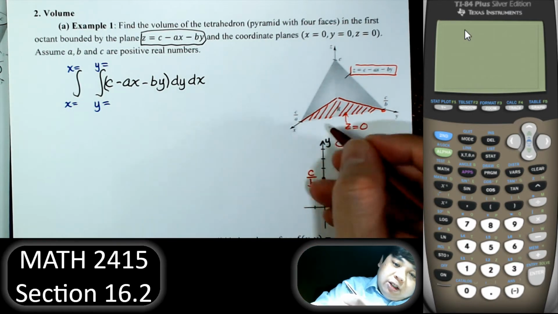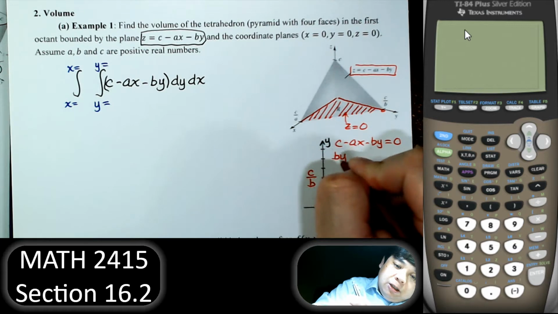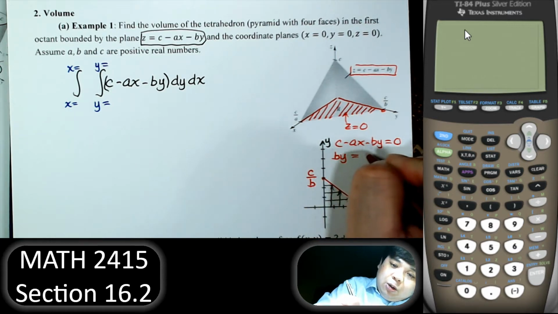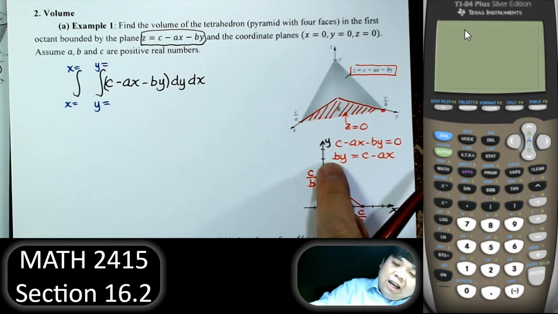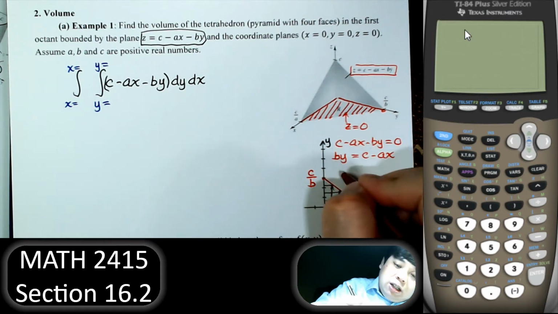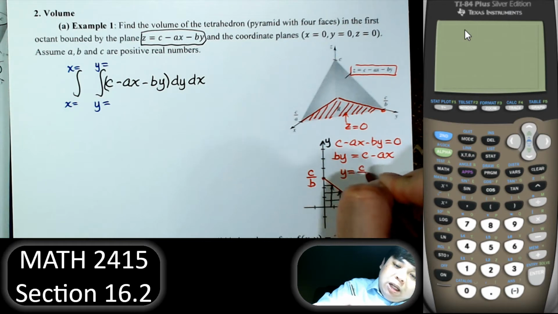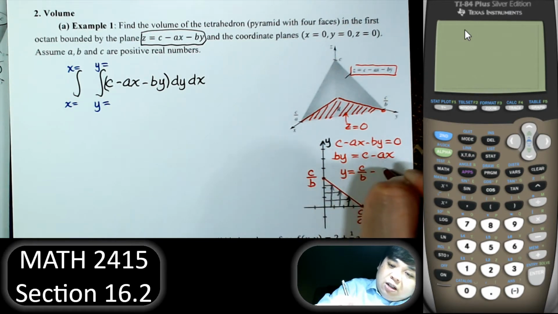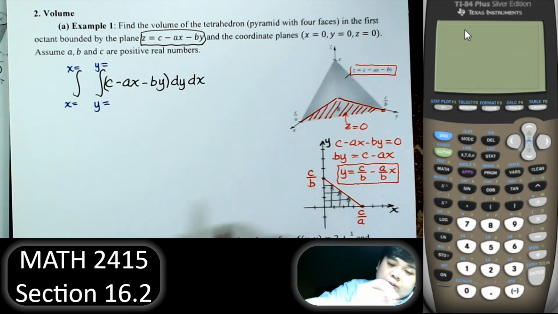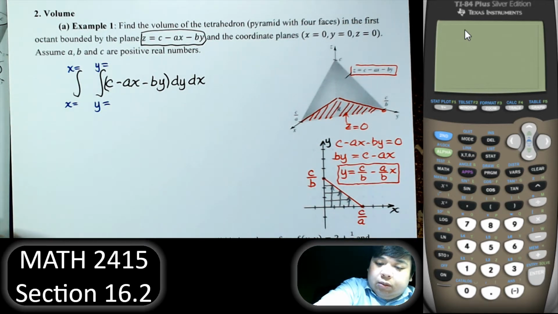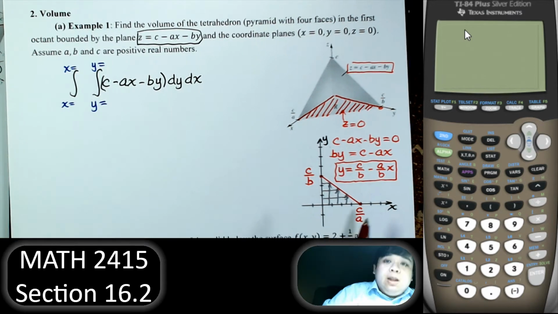So I moved by over, equal to c minus ax, and then divide by b on both sides. So y equals c over b, which is the y-intercept, minus a over b x. Right, so that is the equation, and I'm going to put that.